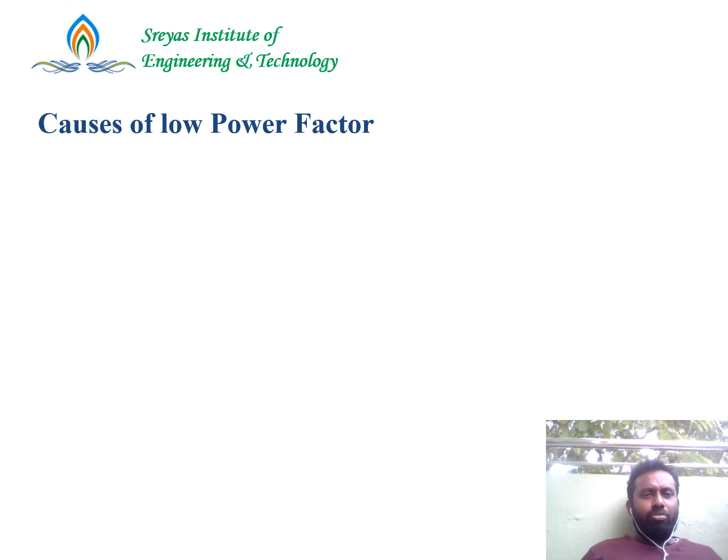What are the causes of low power factor? If the power factor is low, then the active power and the apparent power are not approximately equal, and there is more reactive power, so the energy that is generated is not much being utilized. That is nothing but low power factor. You have to make the power factor approximately equal to 1 to utilize the complete generated power and reduce the difference between P and S.